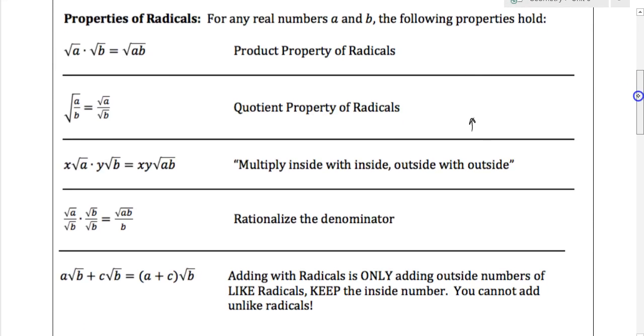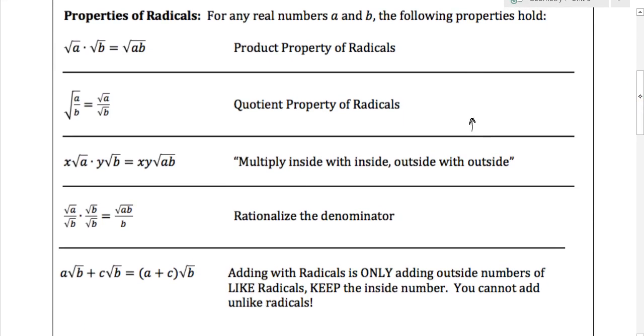We do things with radicals. There are some properties. You need to know them going in both directions all the time. You can take a square root of two things multiplied together underneath and break the square root up into the two factors. You can take two square roots being multiplied together and multiply underneath of a single square root. So you got to be able to go in both directions. Huge on all of these properties.